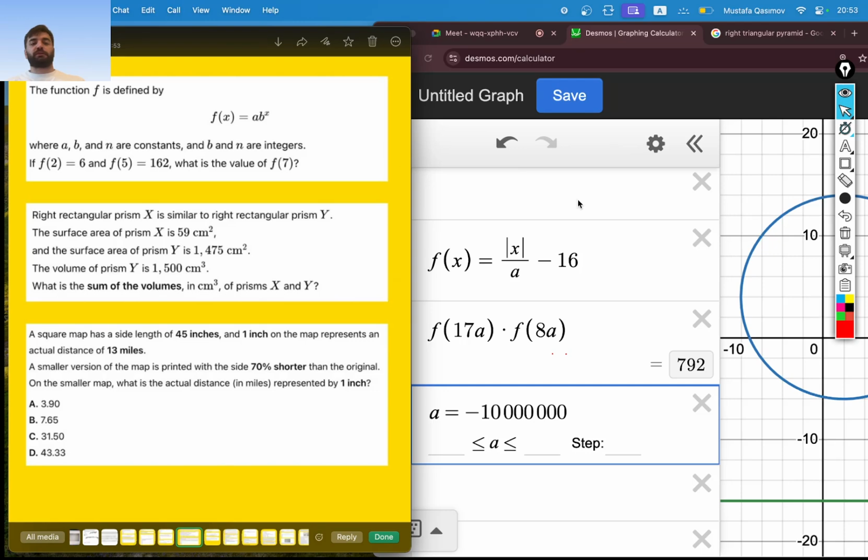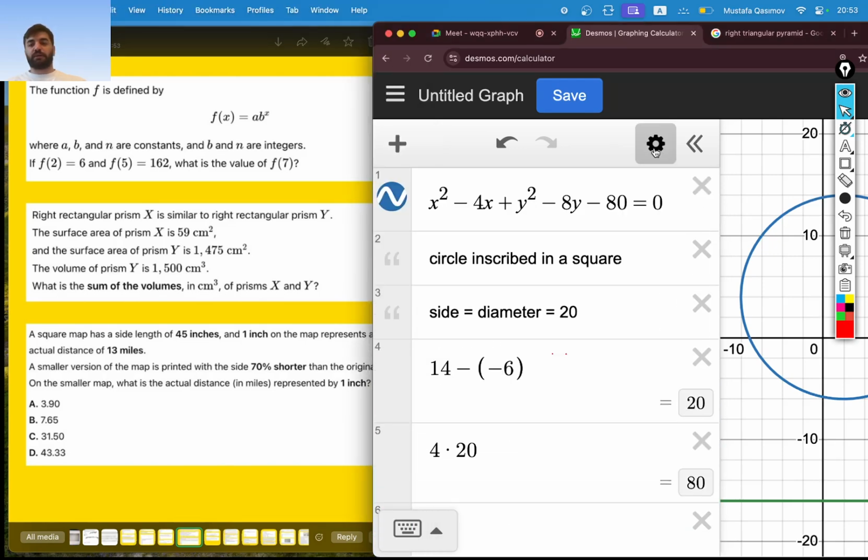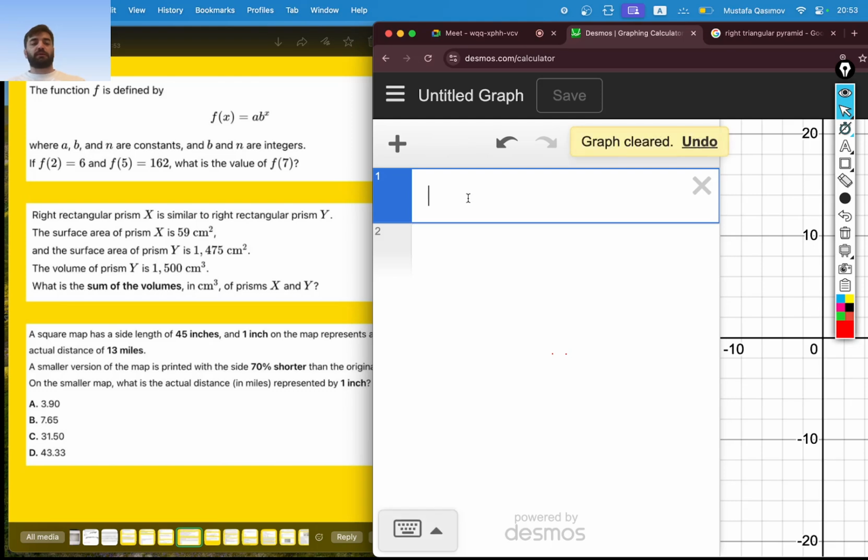This question, it is from December, I think. Again, you can write it in decimals, you can write it in the table.